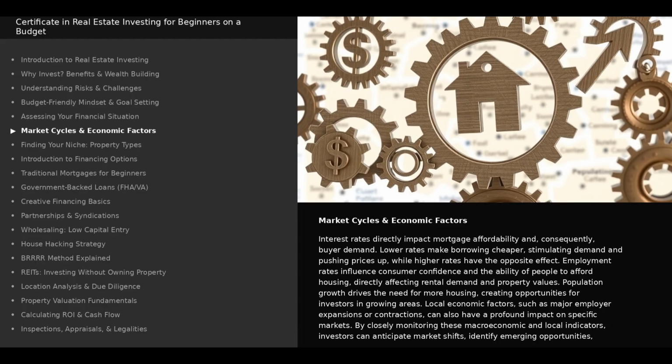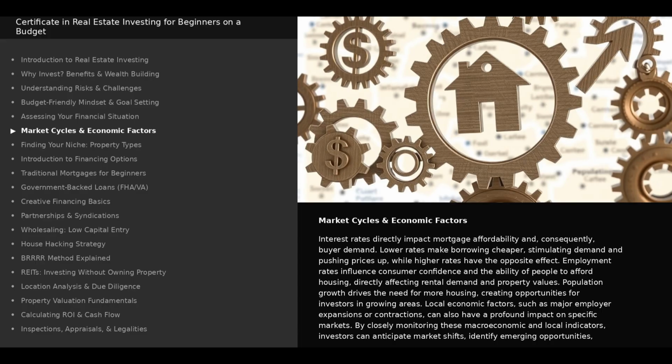Employment rates influence consumer confidence and the ability of people to afford housing, directly affecting rental demand and property values. Population growth drives the need for more housing, creating opportunities for investors in growing areas. Local economic factors, such as major employer expansions or contractions, can also have a profound impact on specific markets.